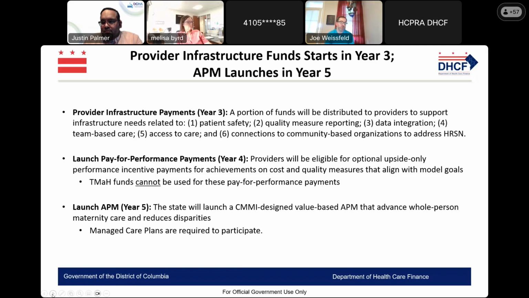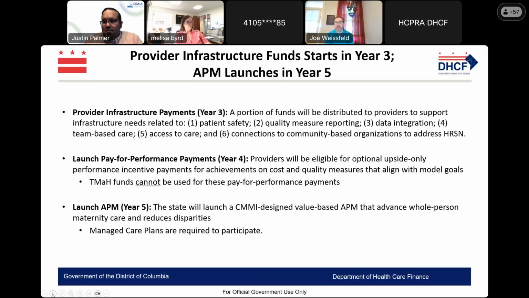In year 4, there's an opportunity to implement a pay for performance program. This would be upside only payments based on quality and cost performance that align with model goals that would allow providers to receive an upside only bonus payment based on their performance. I do want to flag that those payments would not come from that TEMA $17 million pot. Those would have to come from DHCF.